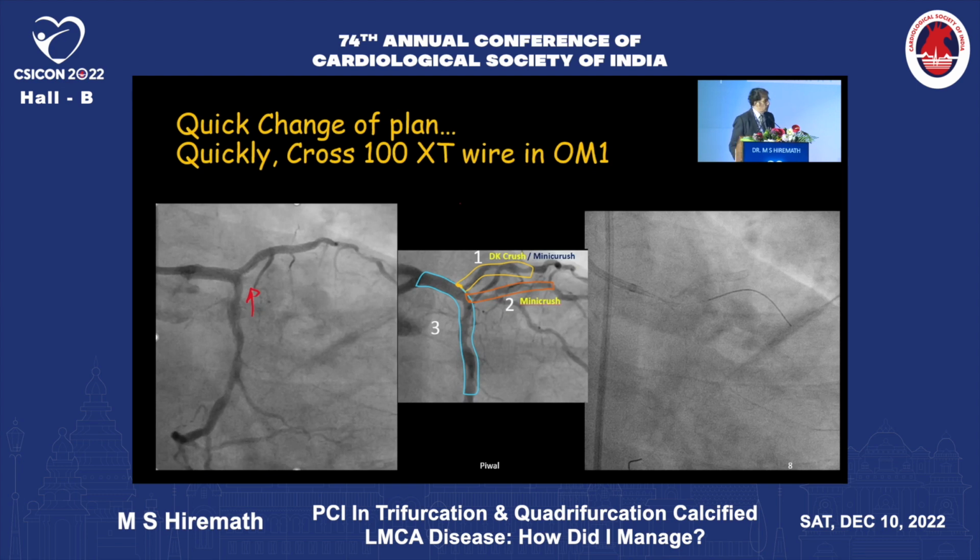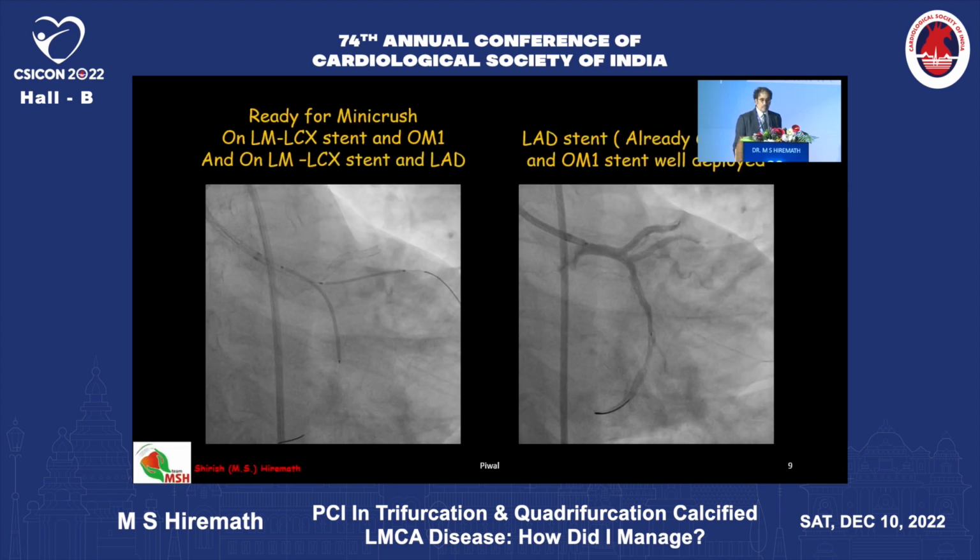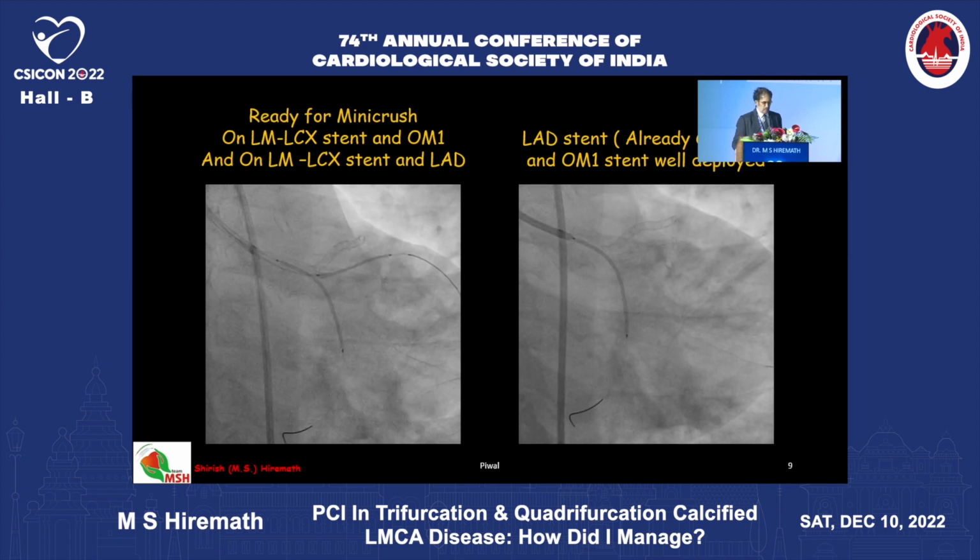We had to do some quick thinking, get a wire in. We got a Cross 100 into the OM1. You can see it here, and switched our strategy. We thought we had done a DK crush to LAD, we'll do a mini crush, and then we will put a stent towards circumflex. Mind you, it is a left dominant circulation.